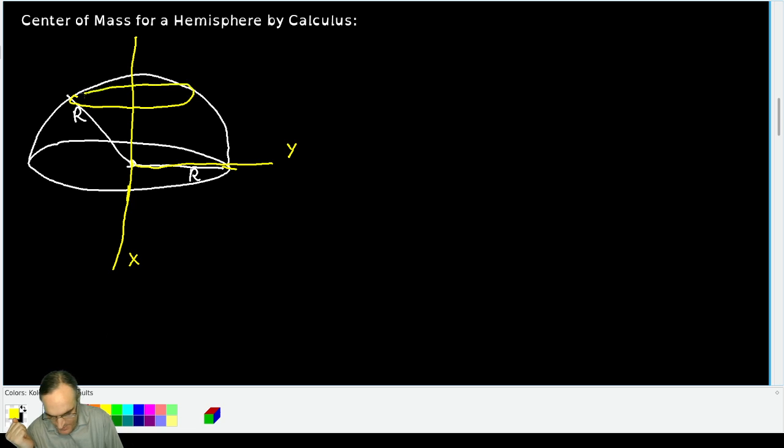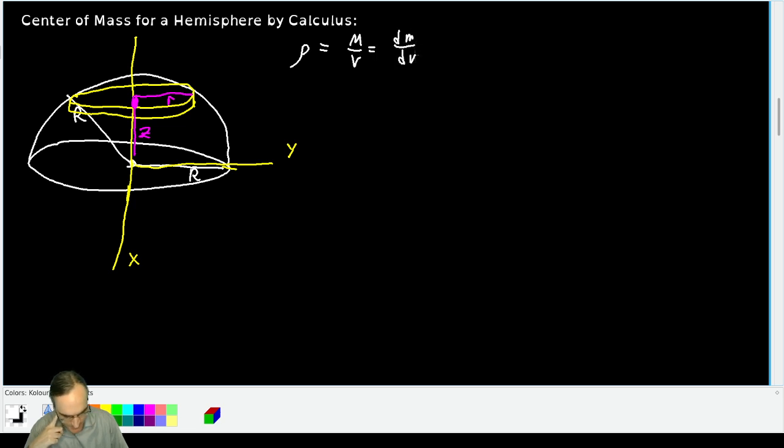So we're going to slice it up, and each of those slices is going to look like a little disk with some radius little r and located at a height z from the bottom. Okay, so let's see. In this case, it's a density-based one, so we need to think about density, which is the mass over the volume, and that's equal to dm over dv. So in this case, the mass over the volume is half of a sphere. So if a sphere is 4/3 pi r cubed, this will be 2/3 pi big R cubed.